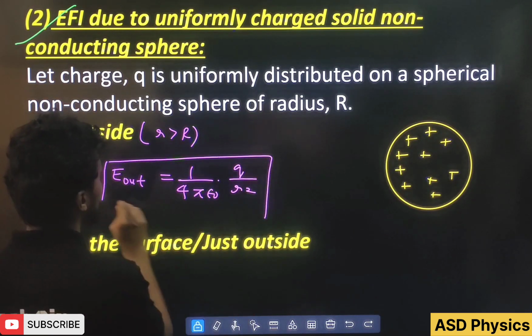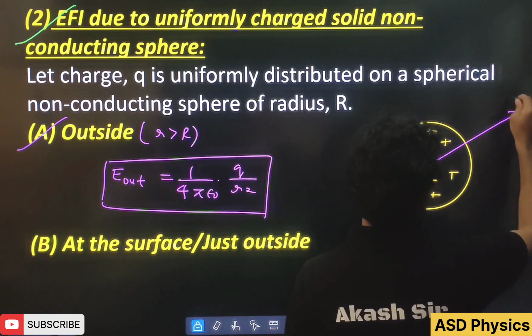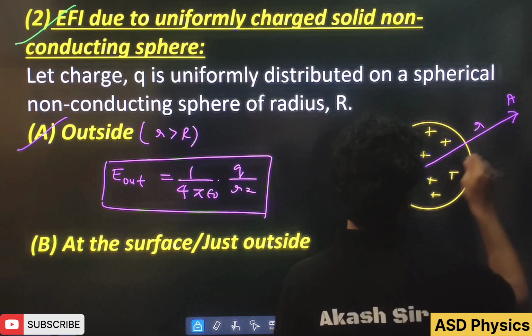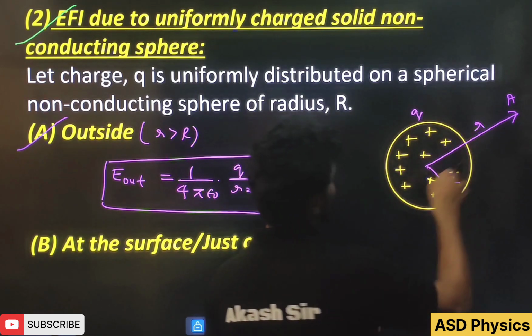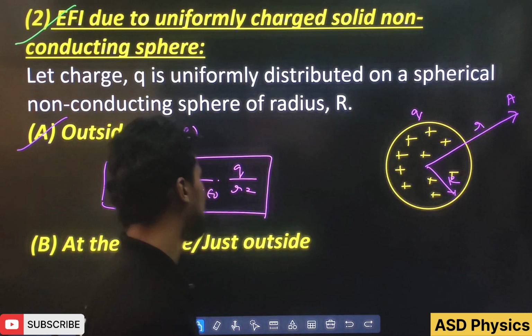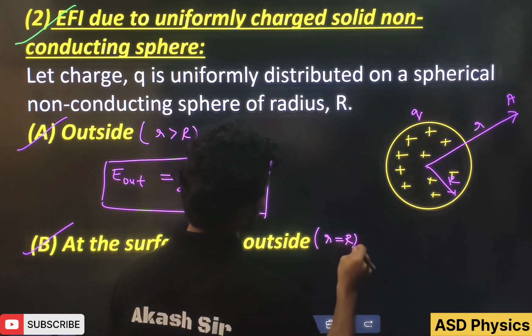Why? Because the total charge can again be concentrated at the center. Like this, if I write here, this is point A. This is R, radius is capital R, and here charge Q is there. Total charge will come at the center here. And at the surface, same story, small r equal to capital R.